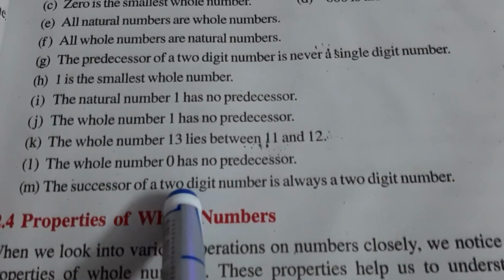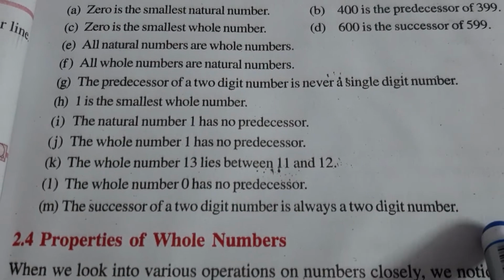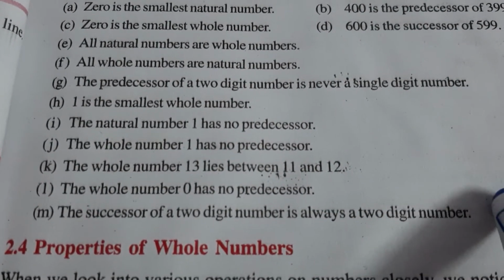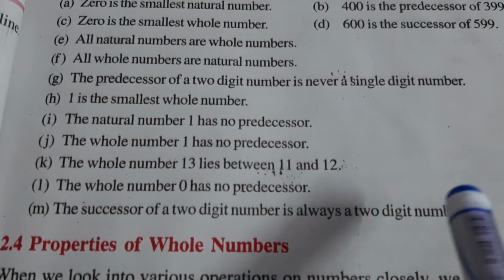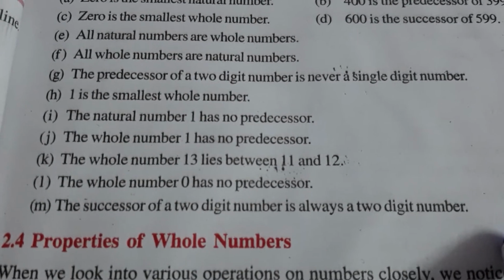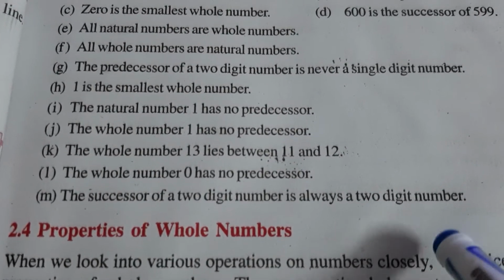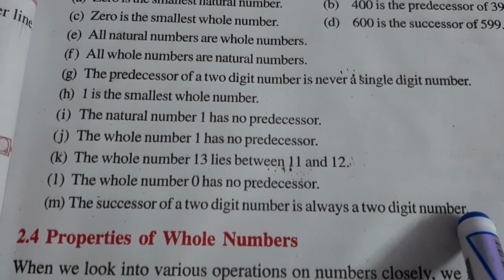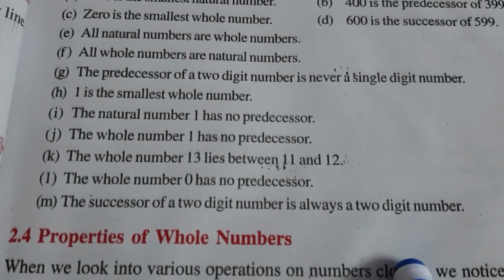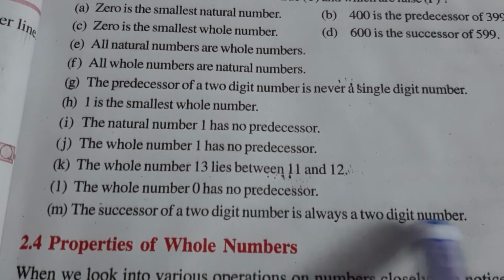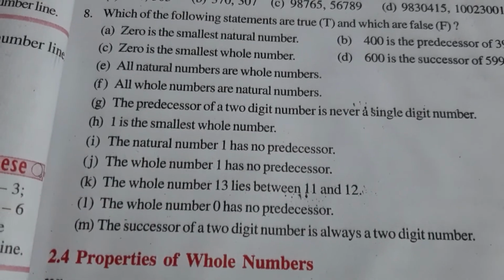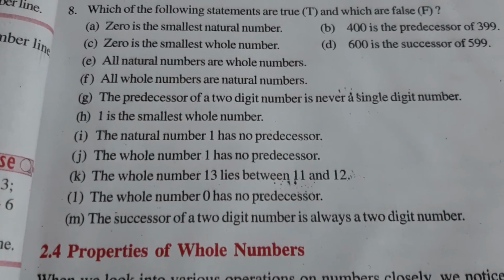Next, the successor of a two-digit number is always a two-digit number. False. Why is it false? Because if we take 99, what will be the successor of 99? It will be 100, which is a three-digit number. So give an example for this: if we take 99, the successor of 99 is 100, which is a three-digit number. So it is not always a two-digit number. Sometimes it is a three-digit number also. So we cannot say it is always a two-digit number.